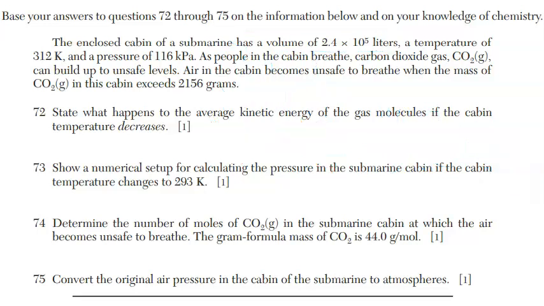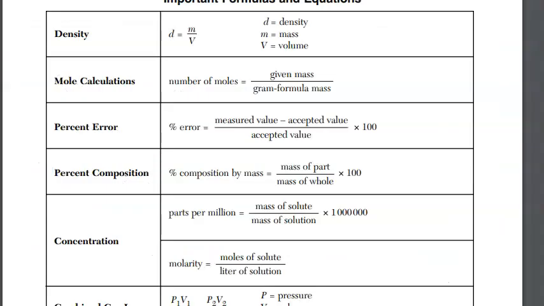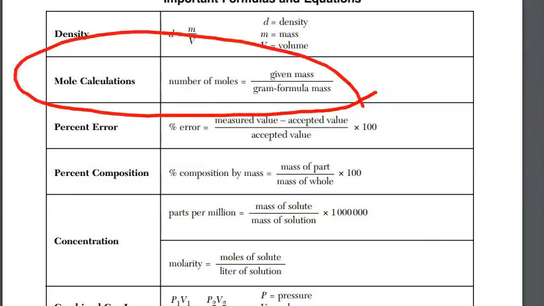We want to determine the number of moles of CO2 at which the air becomes unsafe to breathe, and we're given the gram formula mass. Here, the last sentence tells us as soon as the carbon dioxide exceeds 2156 grams, we have a problem. Well, we need to calculate moles. Let's go to reference table T so I can show you where that equation is. Take a look, here it is. For mole calculations, it's the first equation. You're going to determine the number of moles. Remember, you were given the mass, and in the question, you were actually given the gram formula mass. You don't even have to calculate it.